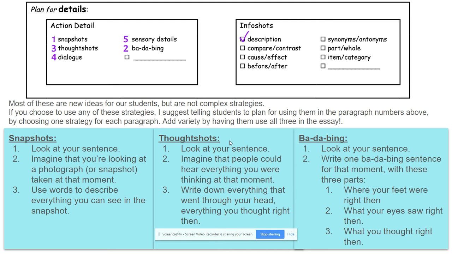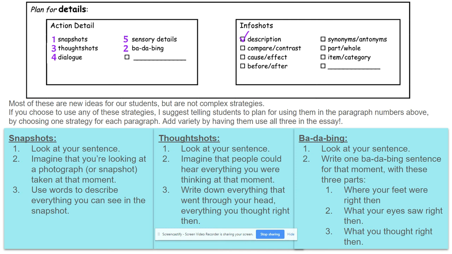The second strategy or technique is called a thought shot. And this is kind of like a snapshot, except it describes what you are thinking at the time the event took place. So step 1 is look at your sentence. Imagine that people could hear everything you were thinking at that very moment. Write down everything that went through your head, everything you thought right then.